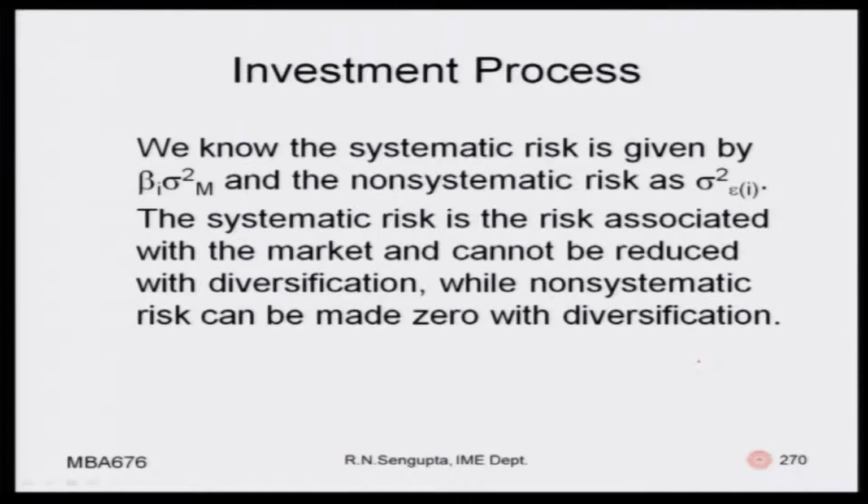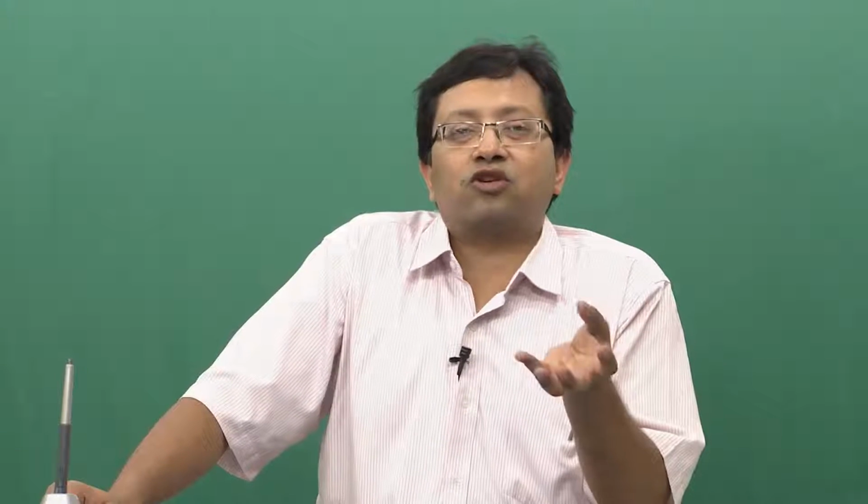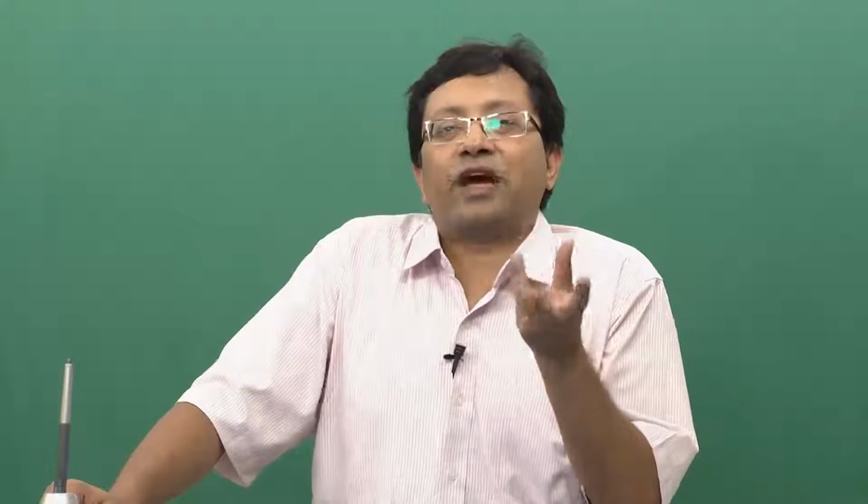And the non-systemic risk is given by the variance of the white noise. The systemic risk is the risk associated with the market and cannot be reduced, because obviously sigma square m cannot be 0 and neither can beta be 0, because beta 0 means you have a certain stock which is not varying with respect to the market, which is basically a fixed value stock or a deterministic value, which is not possible.